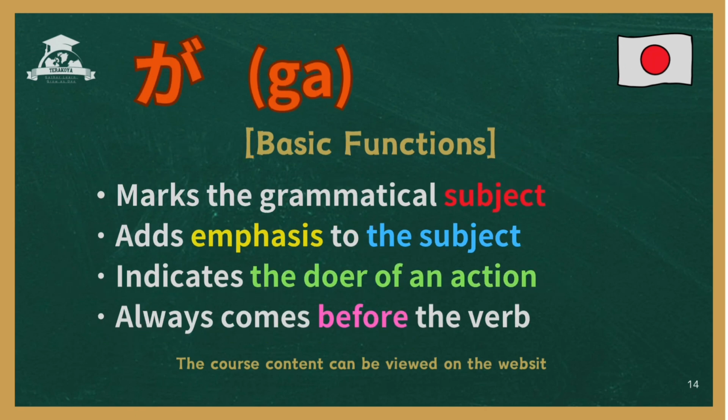What is the particle ga? The particle ga is a fundamental Japanese grammar element that marks the subject of a sentence and adds emphasis. It's one of the most important basic particles in Japanese. Let's move to key characteristics. As you can see, it has 4 basic functions.